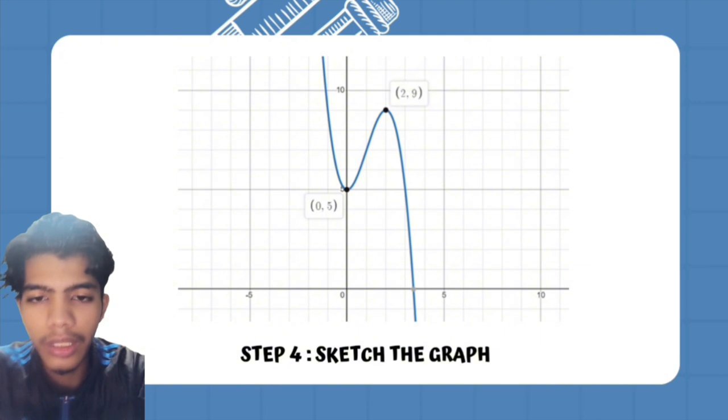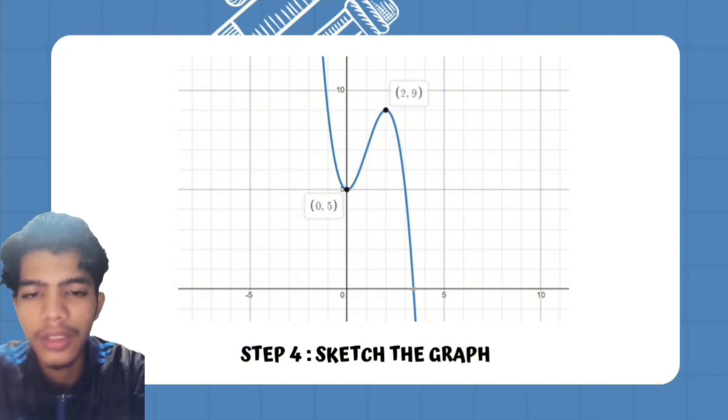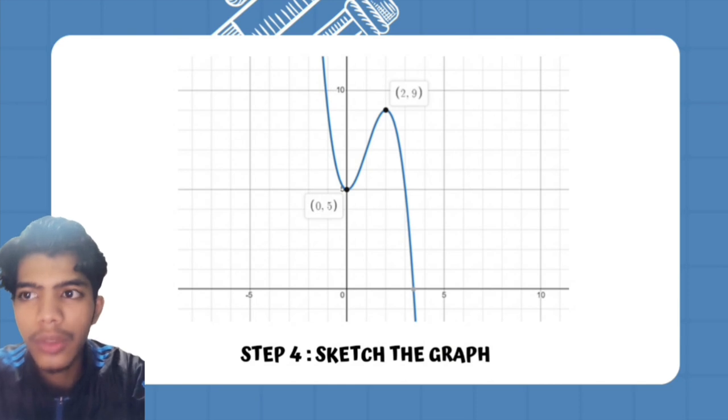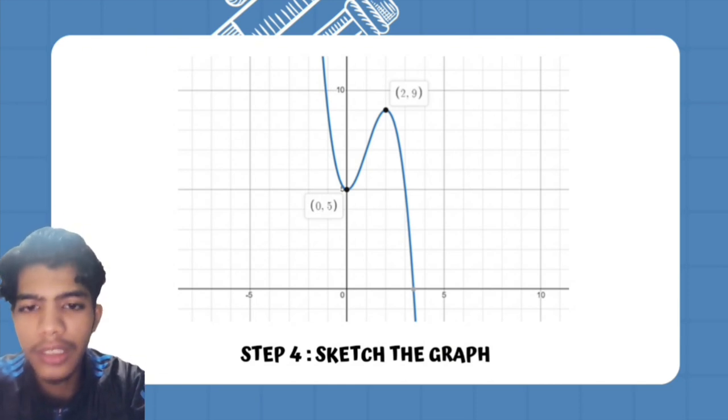For step 4, we have to sketch the graph. This is the curve that we get from y equal to 5 plus 3x power 2 subtract x power 3. There are 2 stationary points here, which are (0, 5), that is the minimum point, and (2, 9), that is the maximum point.